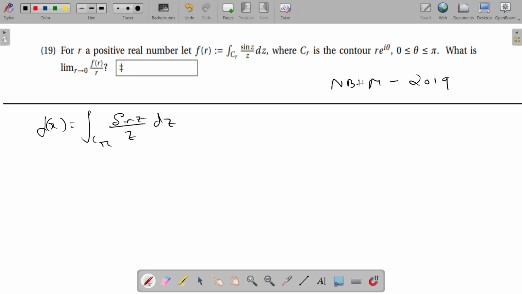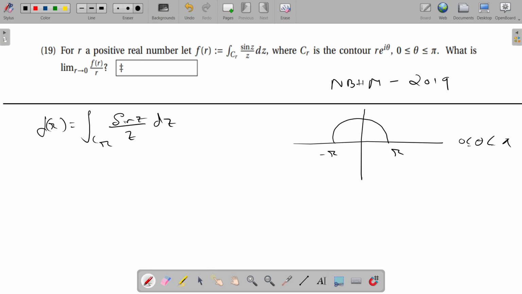Now they are asking for the limit as r tends to 0, basically as r gets smaller and smaller, closer towards 0. So what is the limit as r tends to 0 of f of r by r? Now let us look at the curve. This is a semicircle. This is minus r, this is r, since theta runs from 0 to pi. So this is 0 and this is pi.